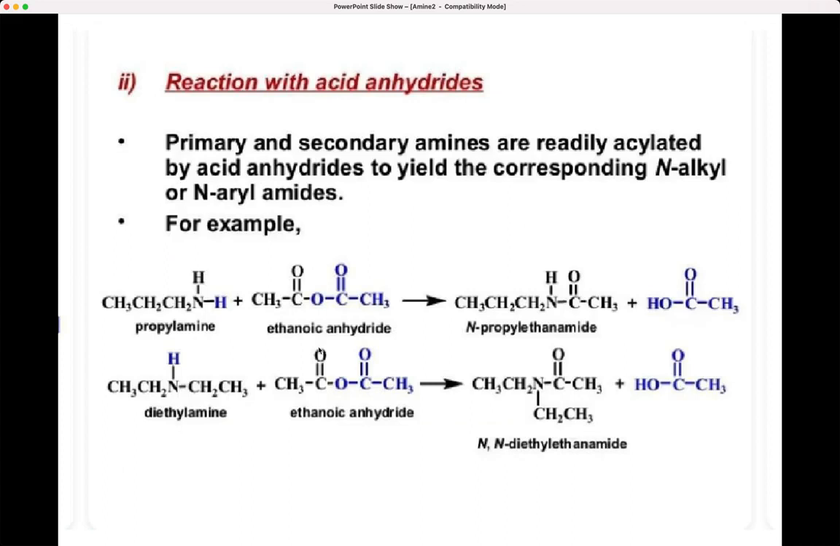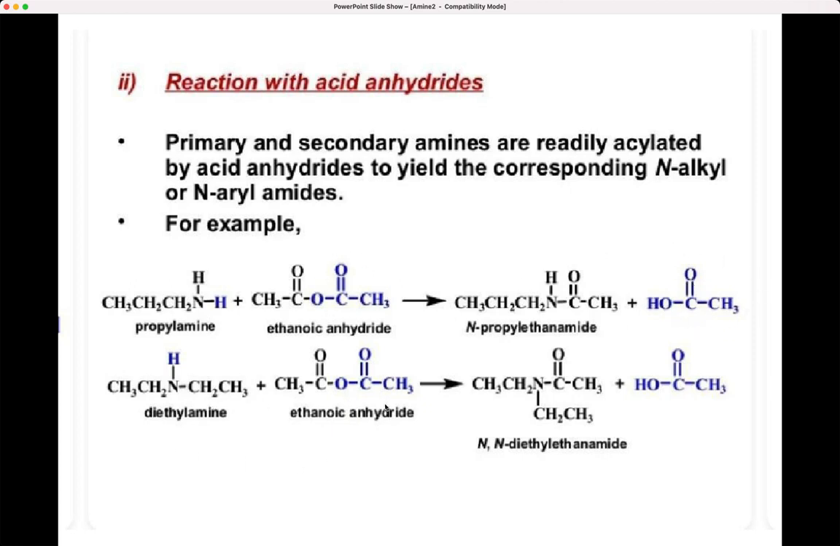Next, reaction with acid anhydrides. Primary and secondary amines are readily acylated by acid anhydrides to give the corresponding N-alkyl or N-aryl amides. For example, propylamine, CH3CH2CH2NH2, plus ethanoic anhydride, CH3COOCOCH3, you get propylethanamide. This is the equation. The violet hydrogen will get attached here, and this goes as a separate product.